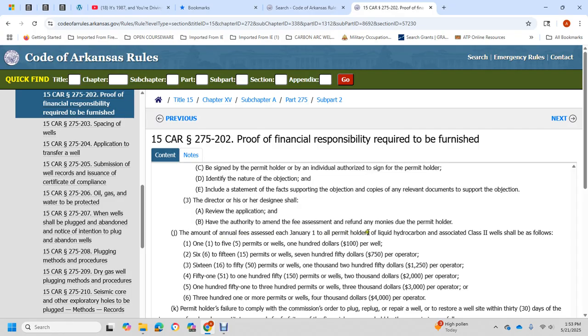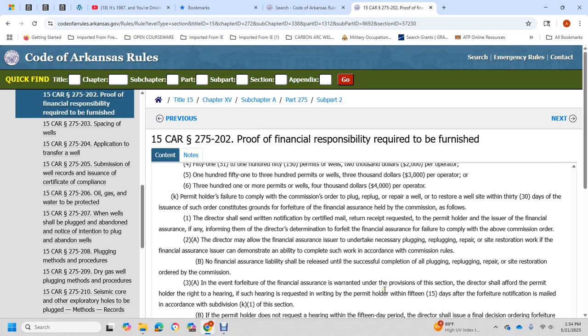The annual fee assessment as of January 1st for permit holders of liquid hydrocarbon and associated Class 2 wells is as follows: 1 to 5 permitted wells, $1,100 per operator; 6 to 15 permitted wells, $750 per operator; 16 to 50 permitted wells, $1,250 per operator; 51 to 150 permitted wells, $2,000 per operator; 151 to 300 permitted wells, $3,000 per operator; and more than 300 permitted wells, $4,000 per operator.